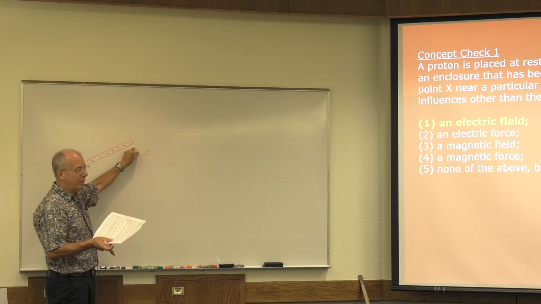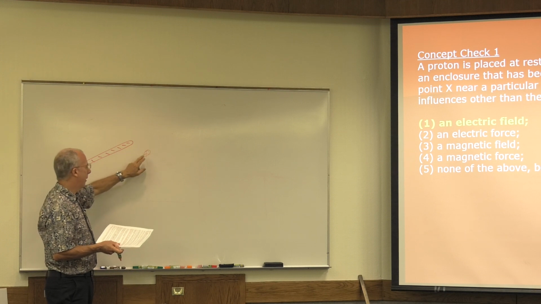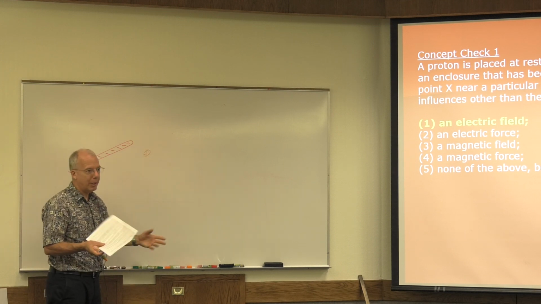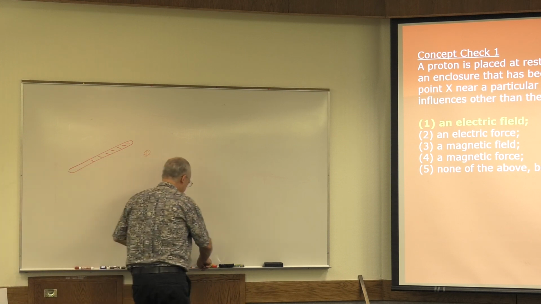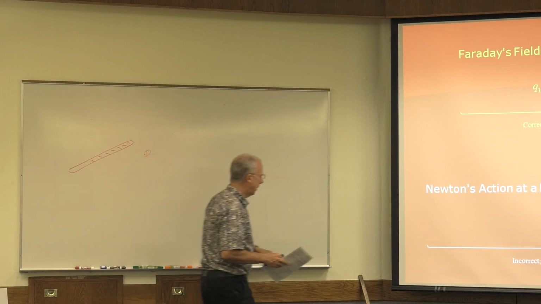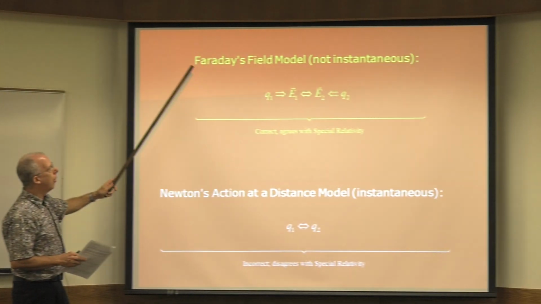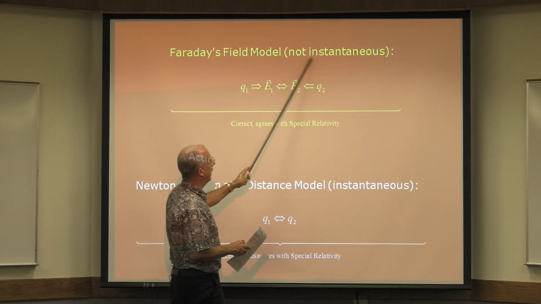Now, come on, it's not going to be much of a time delay, right, if the field travels at the speed of light. But if this is on the other side of the universe, there's going to be a bigger time delay. But all I'm saying is it doesn't happen instantaneously. Okay, so here we go. So this is the field model, Faraday's field model, where things don't happen instantaneously.